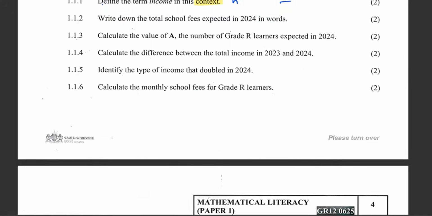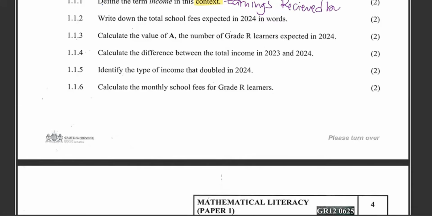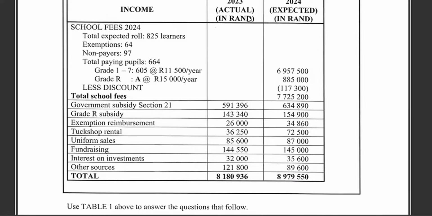Okay, let's look at question number 1.2. In this case we wanted to know income. Someone else could have said earnings. Earnings received by Rise and Shine. Anyway, write down the total school fees expected in 2024 in words. So when you come here, we see total school fees expected. It's this that we're looking at.